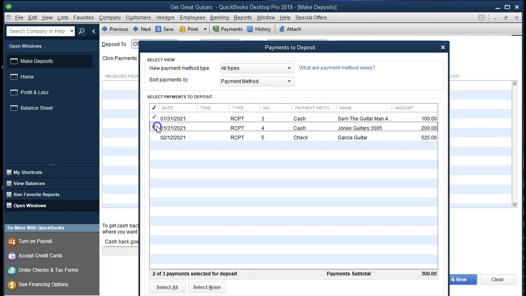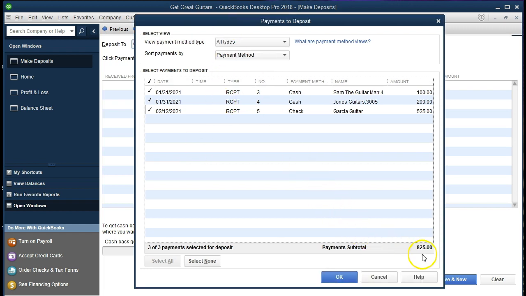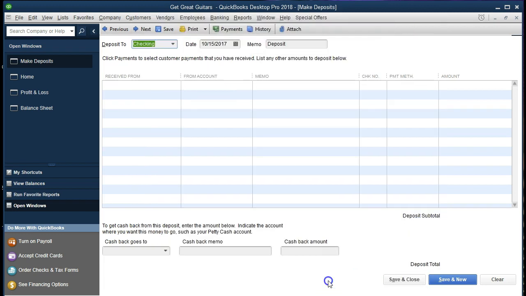So I'm going to check all 3 of them, and when we make the deposit, we're going to group them all together and deposit them into the bank at the same time. That then will group on the bank statement at an amount of $825, and will be the same grouping we will see on our books, therefore making it easier for us to reconcile the bank account at the end of the month. So we're going to say OK.